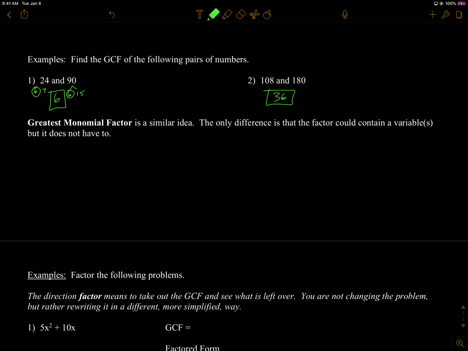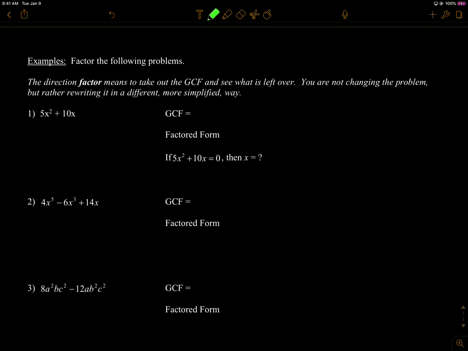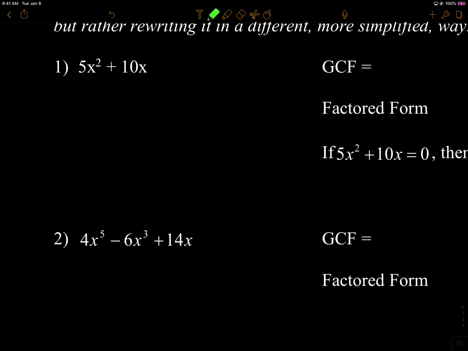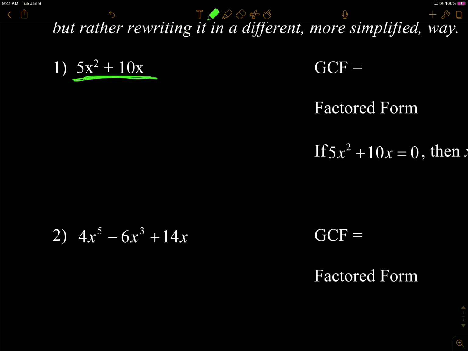Greatest monomial factor is a similar idea. The only difference is that the factor could contain variables, but it does not have to. So let's do some examples of taking out the greatest common factor and seeing what's left over. So again, we're taking a quadratic, let's say, or a polynomial that's not in factored form. Remember, factored means multiplied. These are connected by addition. And I want to turn it into like things times each other, make it into factored form. So the greatest common factor is, what do they have in common out of these two terms? So this has two terms. Terms are separated by addition. Actually, I'll write it like this. That's the first term. That's the second term.